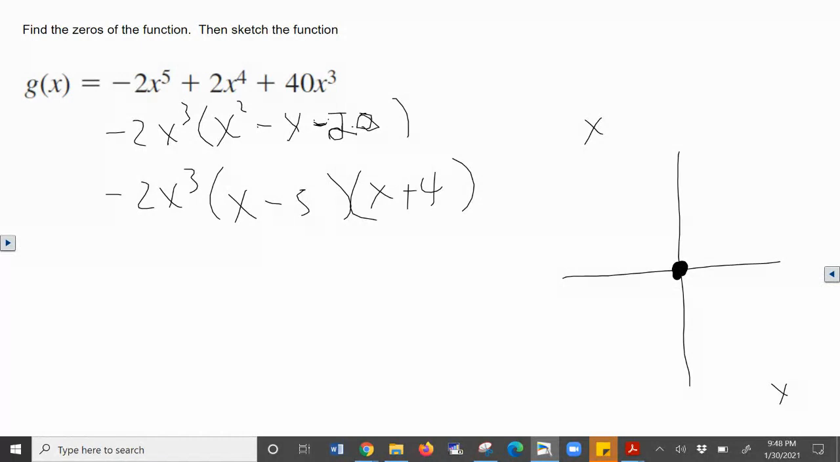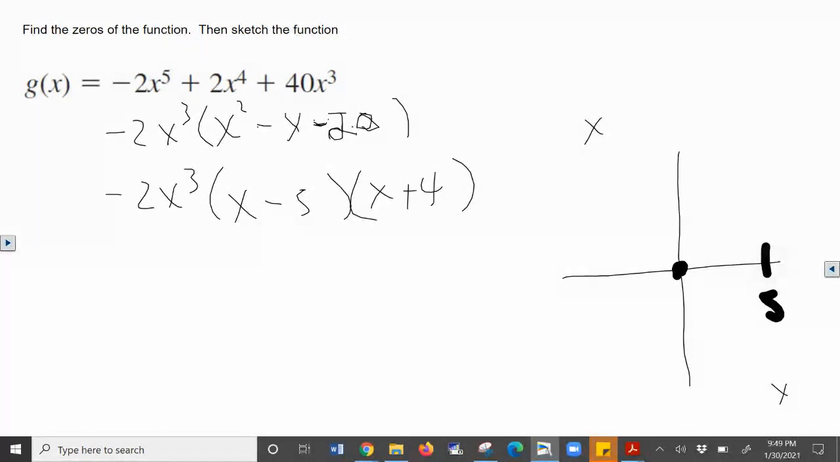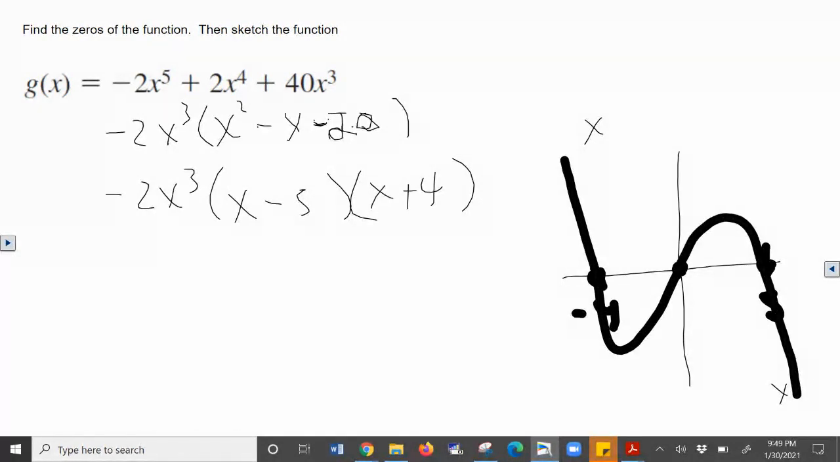I'm not looking for an exact graph. If I wanted that, I'd just say use Desmos. That's not what I'm looking for. I'm looking to see if you can figure out how things look. Here's positive 5. Here's negative 4. Goes through the graph at these 3 places. I know that it starts up and it ends down. So that's all I'm looking for.